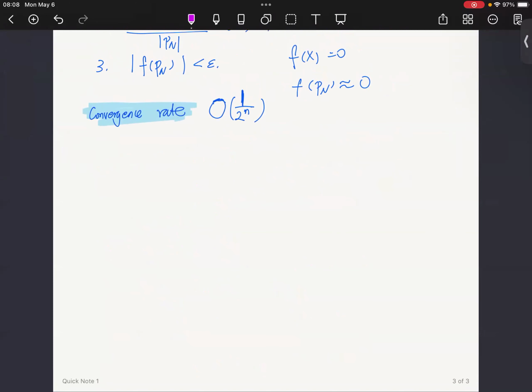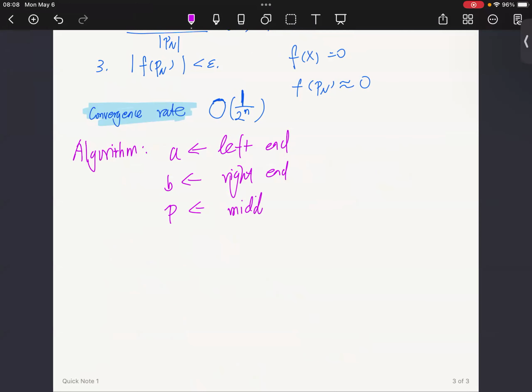Last time I mentioned that for the algorithms, you can take a look at the algorithm in the textbooks. You have A to store the left endpoint, B to store your right endpoint, and P to store your middle point. The other thing is to evaluate the function at these points, and then choose the opposite sign values to be your new A, new B, and middle point.